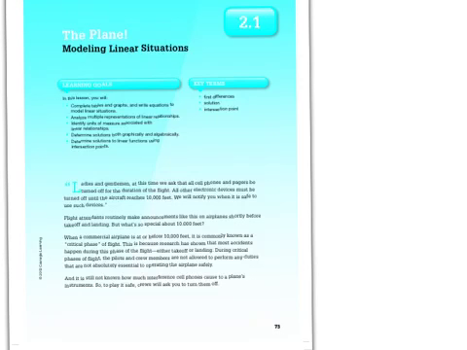So here we are taking a look at the learning goals. We're going to be able to complete tables and graphs and write equations to match. Obviously analyze multiple representations of linear relationships. Identify some units of measure associated with linear relationships. Determine solutions both graphically and algebraically. And determine solutions to linear functions using intersection points. Our key terms, we're going to talk about first differences, solution, and intersection point.